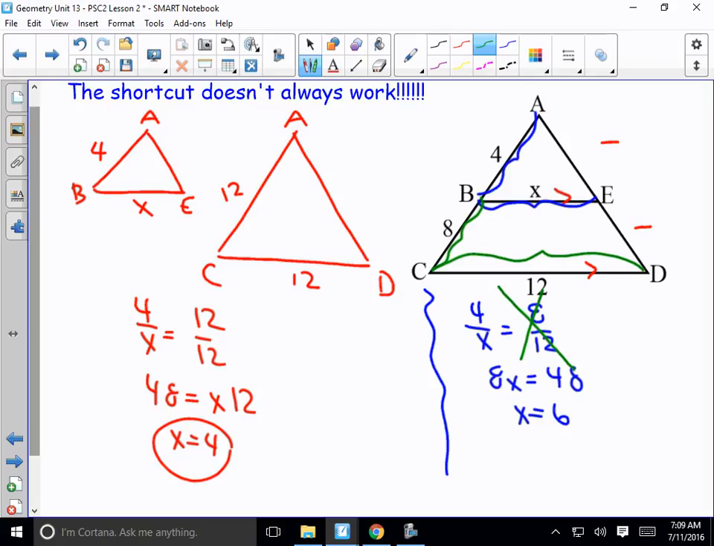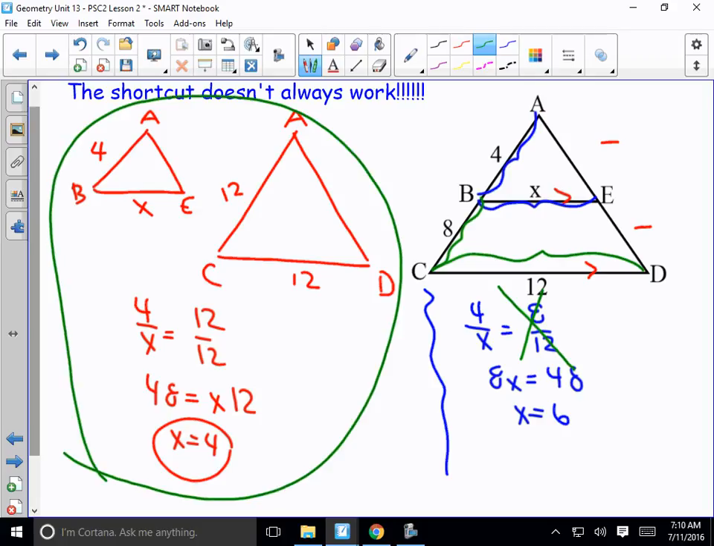Okay, you have to remember, if you're given the bottom or the parallel lengths, you have to pull the triangles apart and set up your proportions from there.